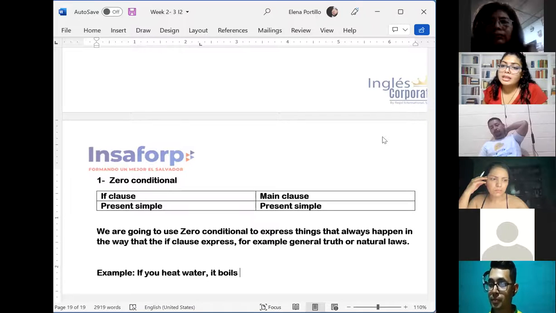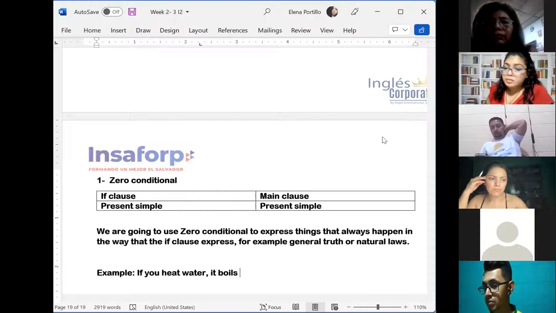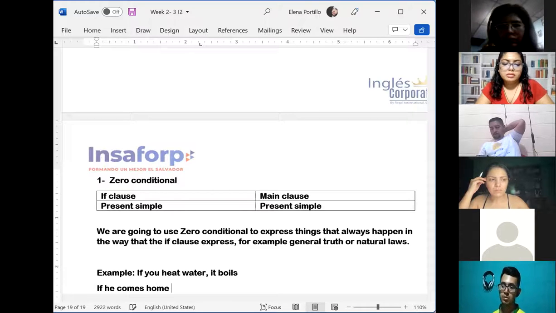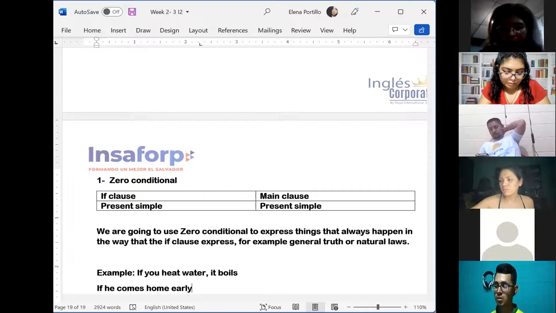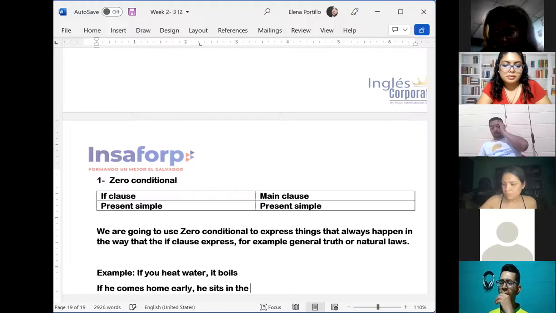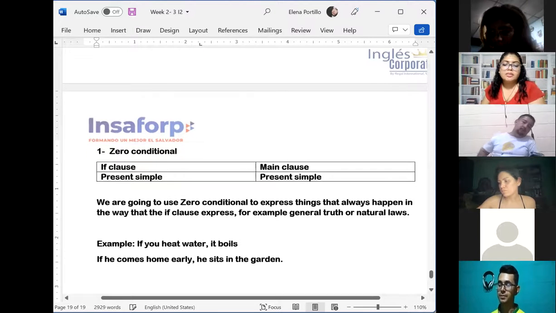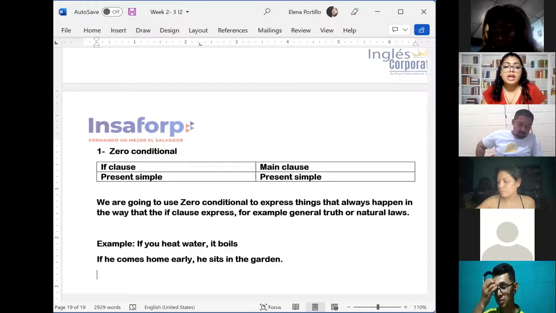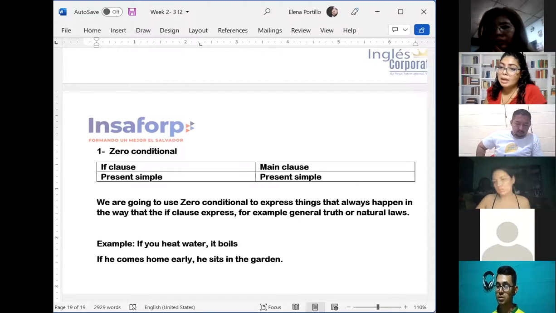So in this case, we are saying that the tense that we are using for this zero conditional, or for this kind of sentence, is the present simple for both of them, for the if clause and the main clause. We have another example here and it says, if he comes home early, he sits in the garden. Maybe in this case, this is something that he did all the time. Because if he comes home early, he sits in the garden to take a rest. So in this case, it's something that always happens the same way.